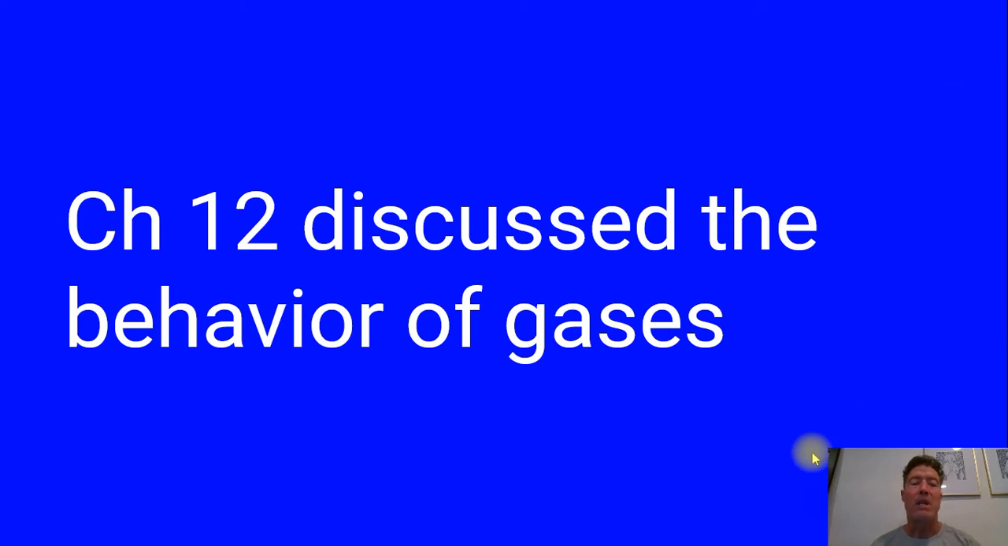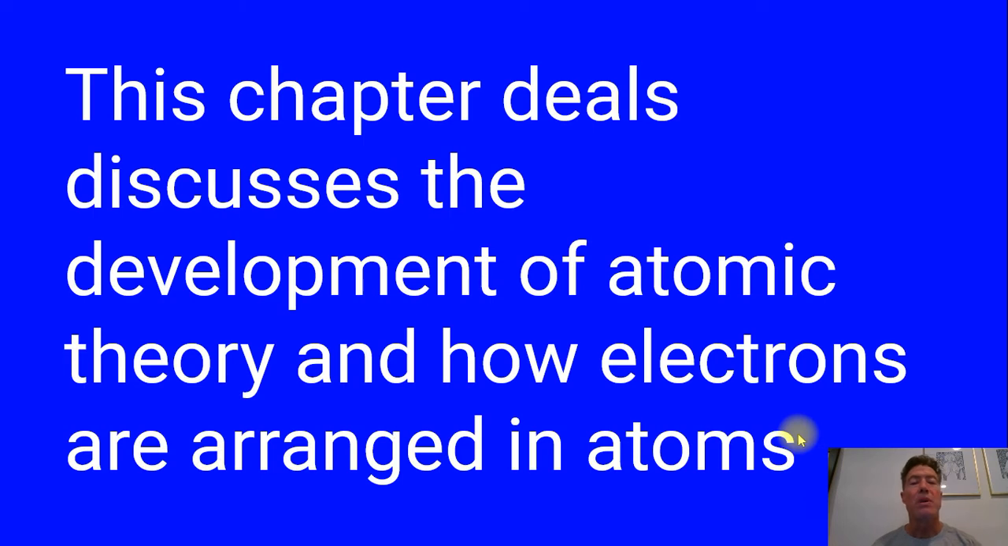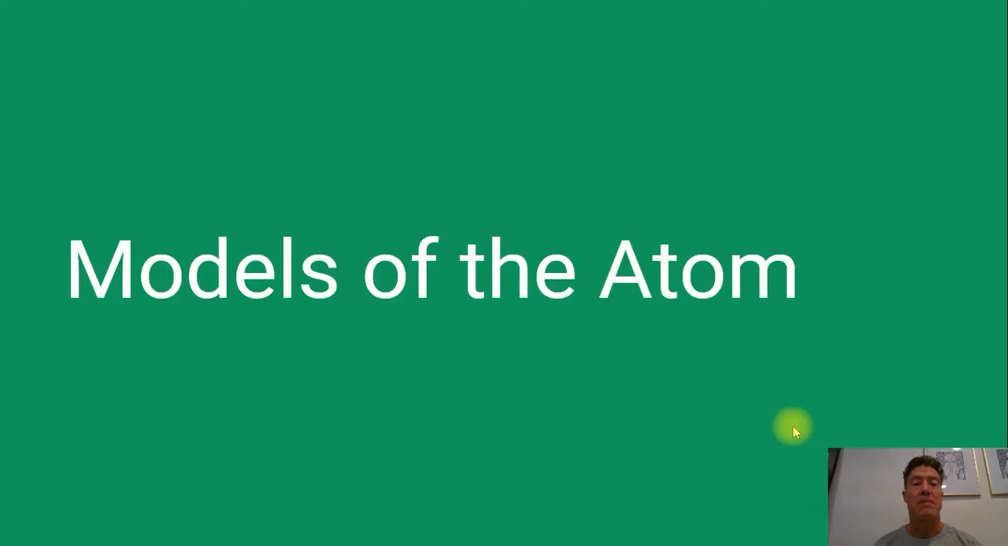In our last chapter, we talked about the behavior of gases and we developed the ideal gas law. In this chapter, we're going to talk about the development of atomic theory and how we believe electrons are arranged in atoms. So let's talk about various models of the atom.